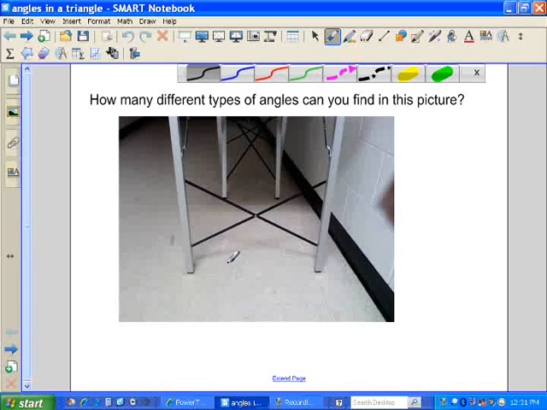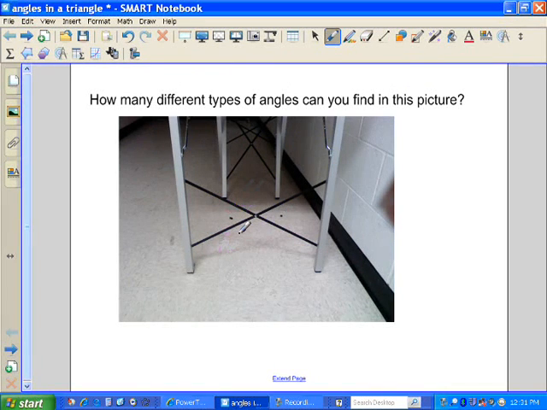Just real quick, if I'm looking at it, I see some vertical angles right there. I see a linear pair there, there, there, and there. I see maybe some alternate interior angles right there. I see a right angle there. I see an obtuse angle. I see an acute angle. We could keep going on, but the idea is if you look around, angles are everywhere.